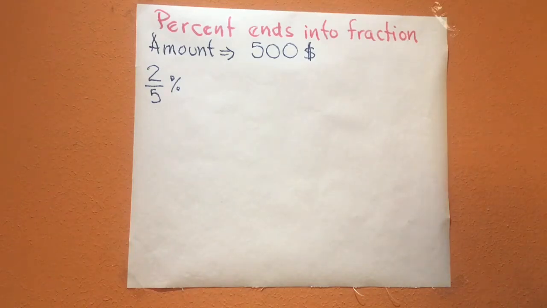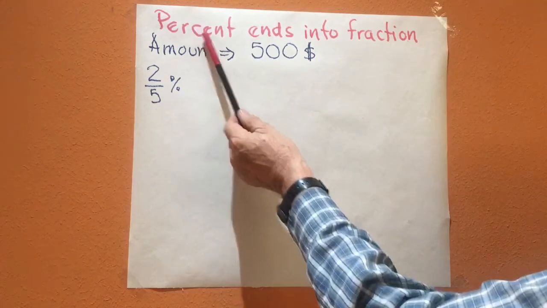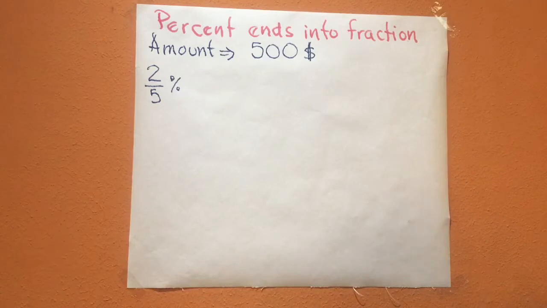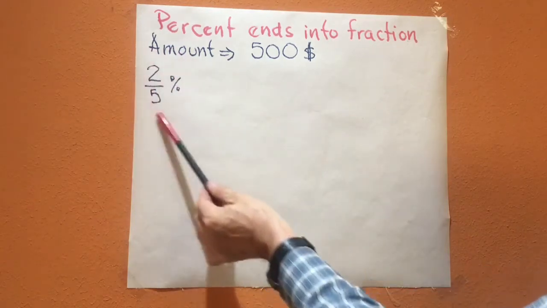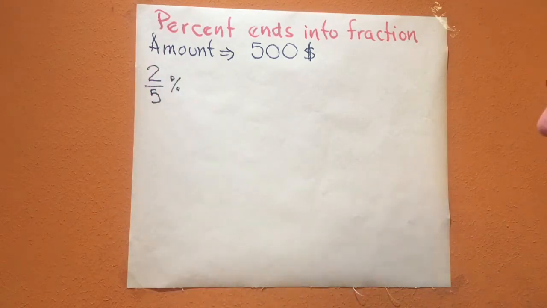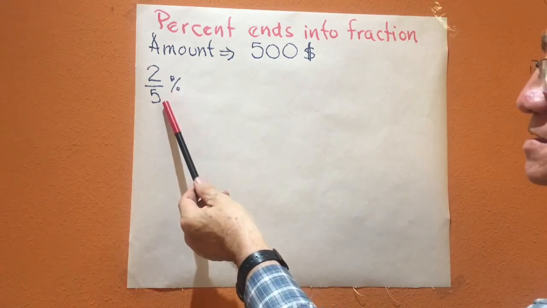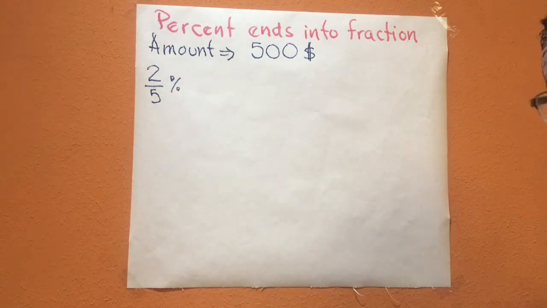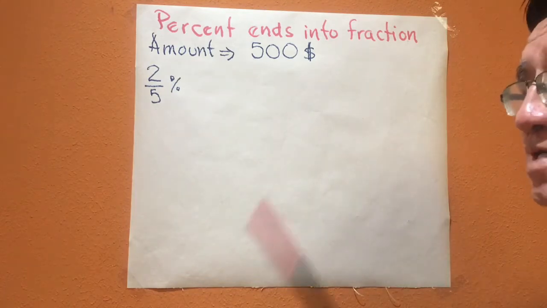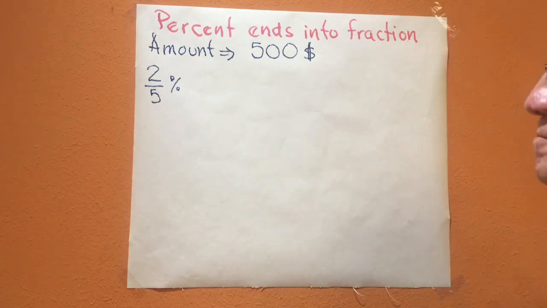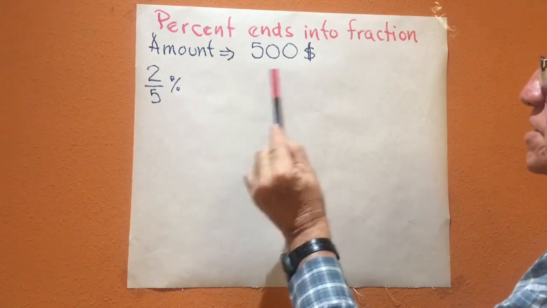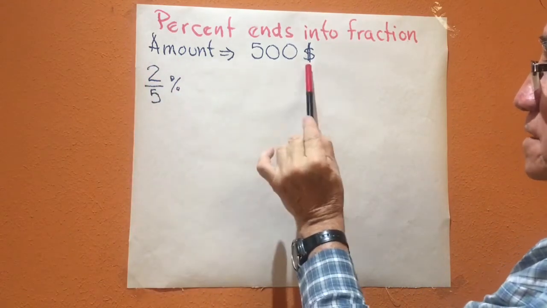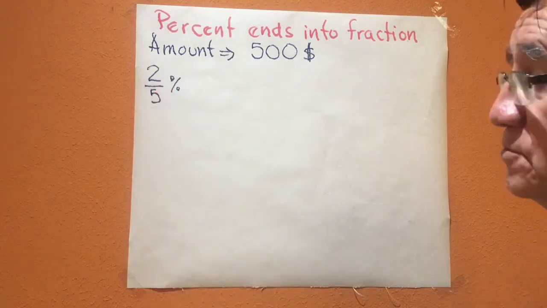Okay, today's lesson is going to talk about how you find the percent of a number that is given as a fraction. Sometimes percents are given as fractions, not whole numbers. Let's take, for instance, this example. This is 2/5 of a percent. It's not just 1%. It's very small. Well, I want to know how much of $500 is 2/5 of a percent.